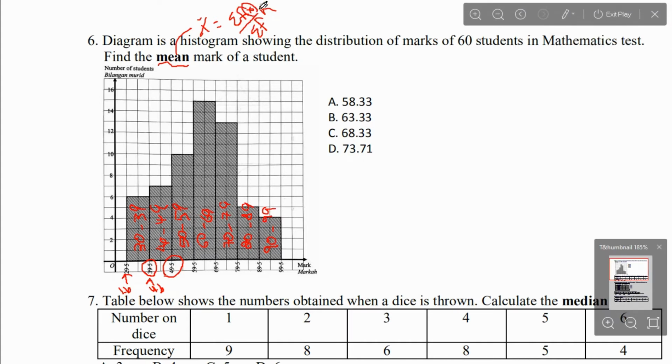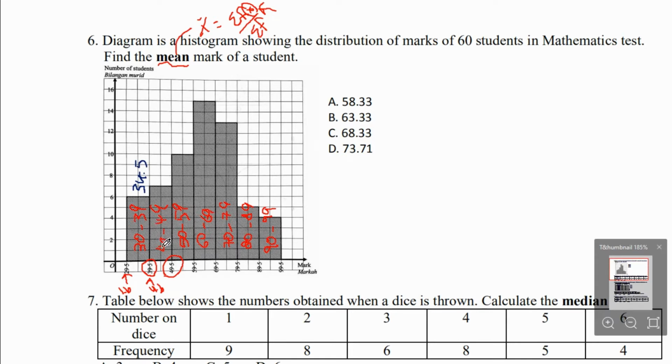Okay, now we have to calculate the midpoint for each class. The midpoint for each class will be upper limit plus lower limit divided by 2. So first one, 30 plus 39, 69, divided by 2, you will have 34.5. This is the midpoint for the first class.